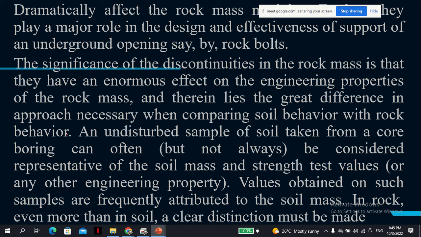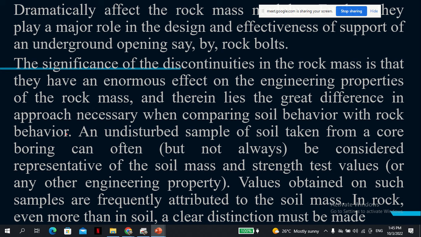An undisturbed sample of soil taken from a core boring can often, but not always, be considered representative of the soil mass and strength test values, or any other engineering property. Values obtained on such samples are frequently attributed to the soil mass. In rock, even more than in soil, a clear distinction must be made.